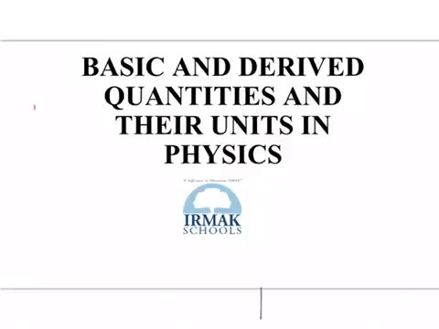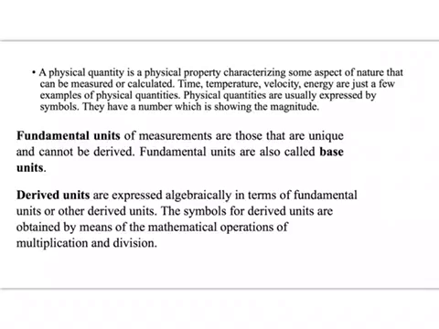Hello students, today's topic is basic and derived quantities and their units in physics. A physical quantity is a physical property characterizing some aspect of nature that can be measured or calculated. For example, time, temperature, velocity, energy are just a few examples of physical quantities. These physical quantities are usually expressed by symbols. They have a number which is showing the magnitude.